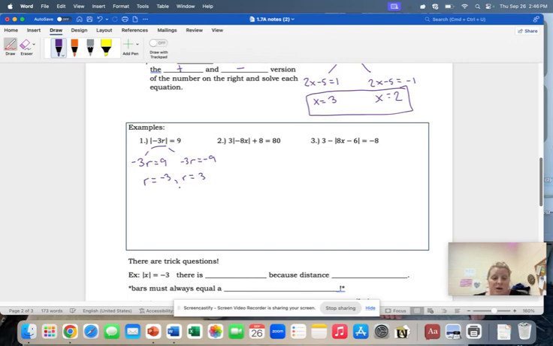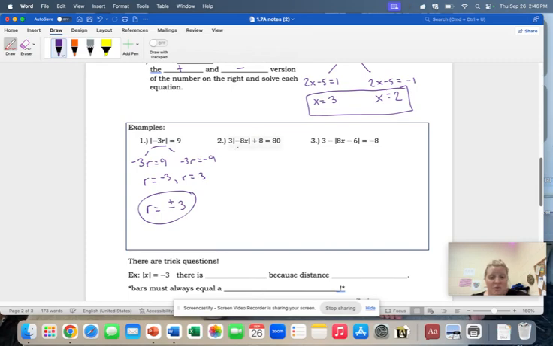Now there is a shortcut to writing this if you don't want to write the 3 twice. It's a very common symbol you see in Algebra 2. We use this little symbol and then write 3 once. So this actually means both positive and negative 3. So when you see that, it means, oh, the answers to the problem are positive 3 and negative 3.